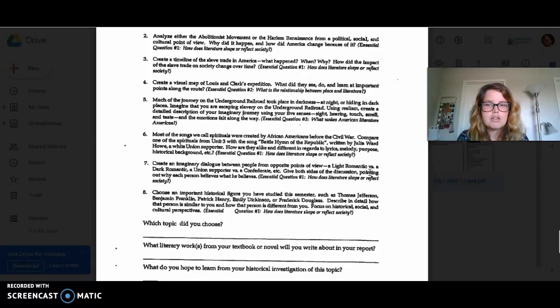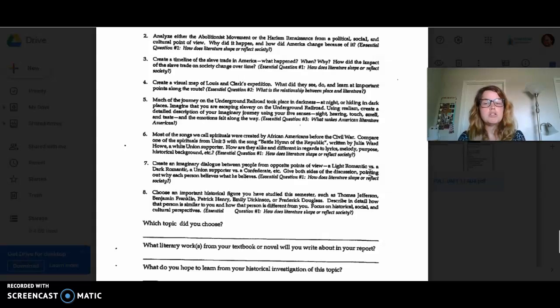And then 8, choose a historical figure that you have studied this semester, such as Thomas Jefferson, Franklin, Dickinson, Douglass. Describe in detail how that person is similar to you and how that person is different from you. Focus on historical, social, and cultural perspectives. So if you want to incorporate more of yourself into your essay, this is the one for you.